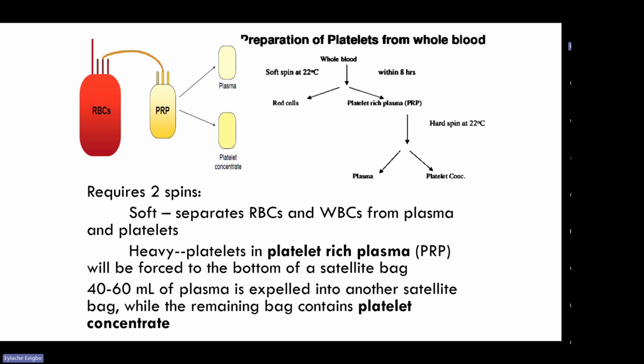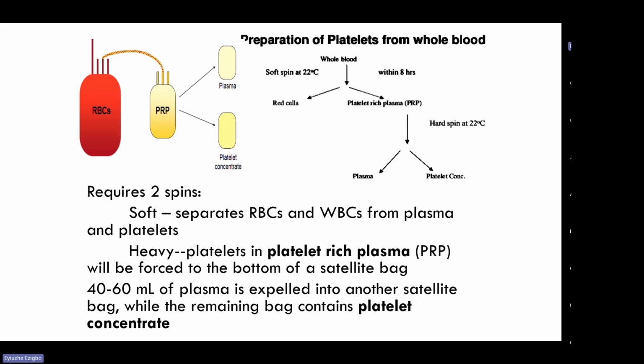Because the platelets will be forced to the bottom of the bag, there's a lot of blood bag connections. A lot of bags are linked. The first one is the light soft spin. The plasma that you produce is what we call platelet-rich plasma. Those plasma are rich in platelets.